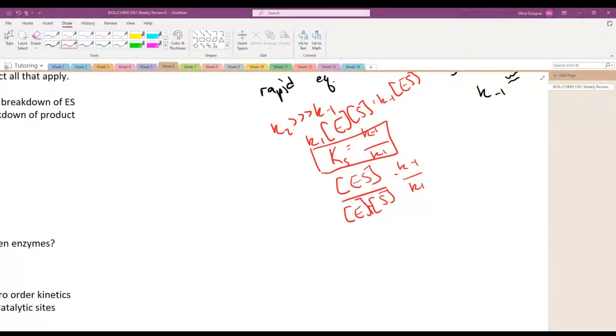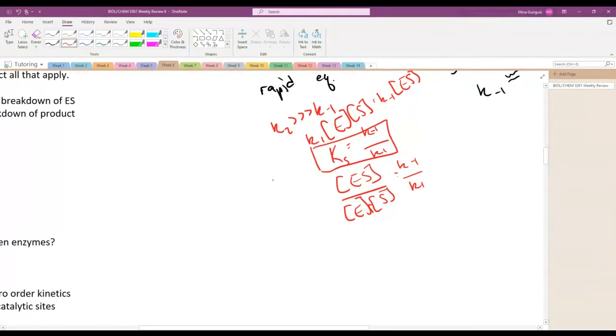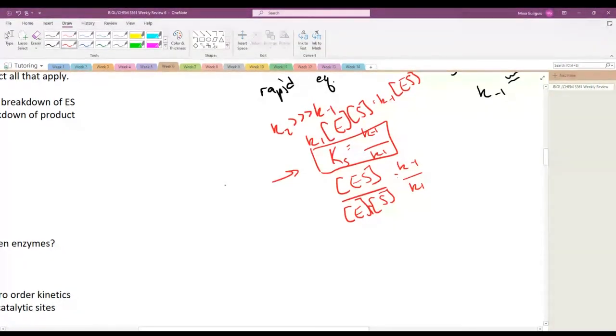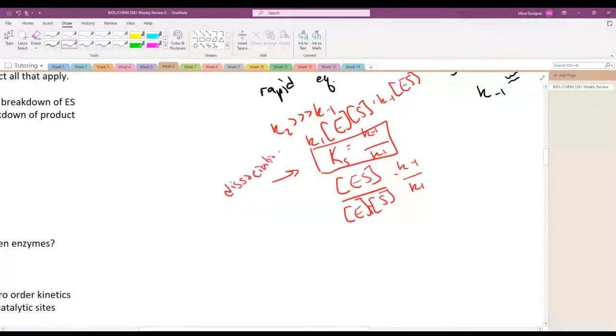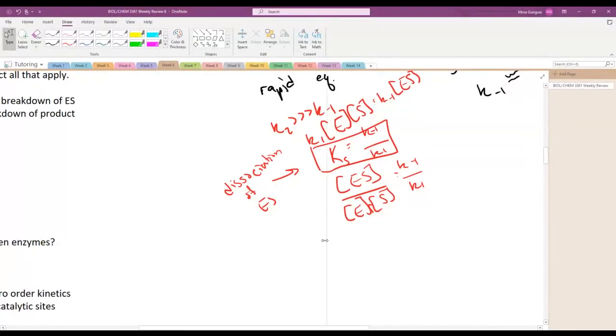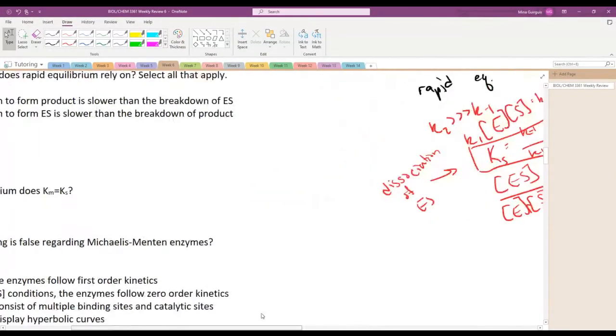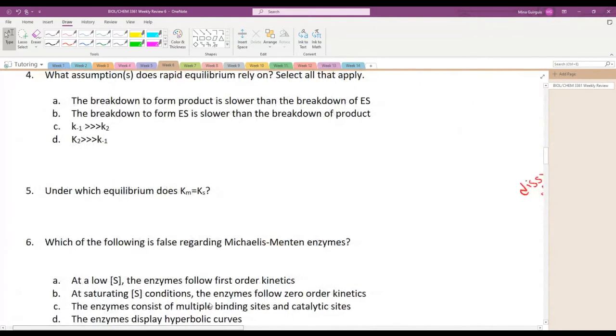the steady, oh wait, no, this is the rapid, excuse me. Yes, this is the rapid. We use Ks for just the first half of the reaction. I always just say S for steady state, but that's not correct. And so this describes the dissociation of the enzyme substrate complex. All right, so that's the rapid equilibrium assumption.